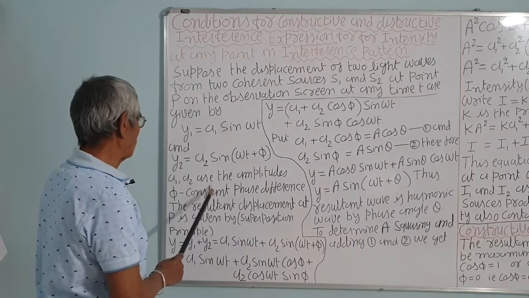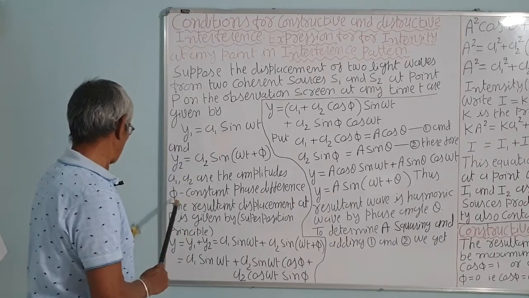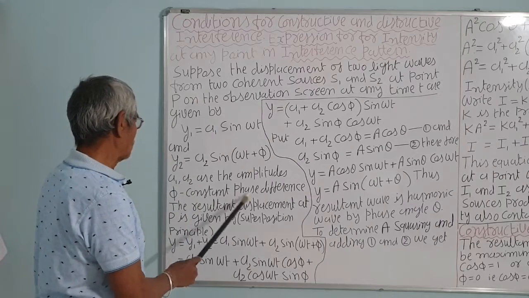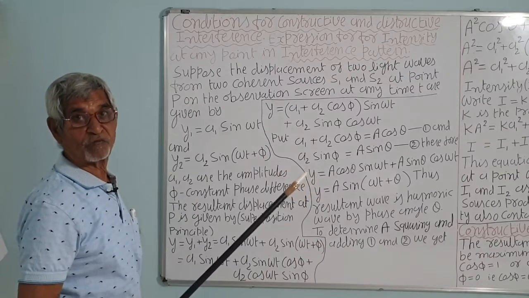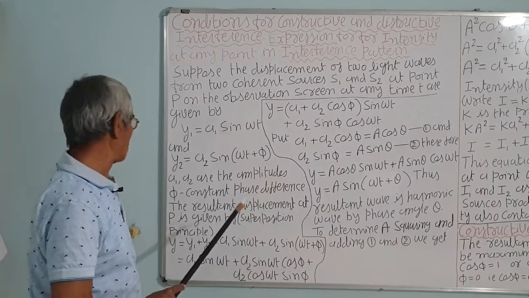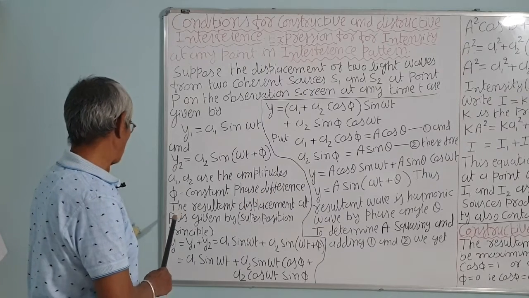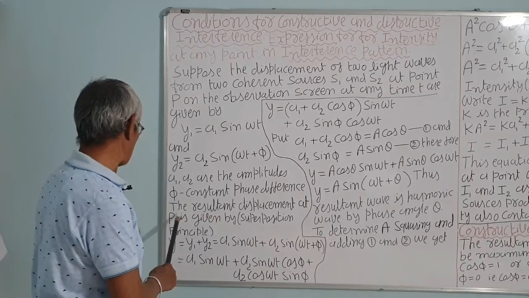So a1, a2 are the amplitudes of the individual waves. Phi is a constant phase difference. It should be a constant phase difference or zero phase difference. Otherwise, they will be incoherent and they won't give sustained interference. The phase will keep changing and intensities will simply be added. There won't be maxima and minima that you will get on the screen.